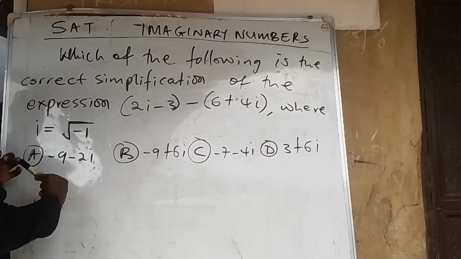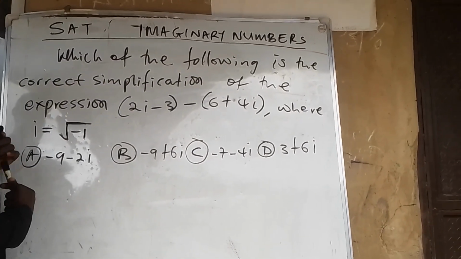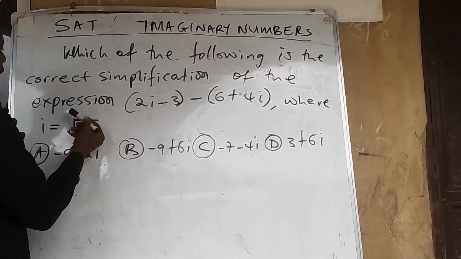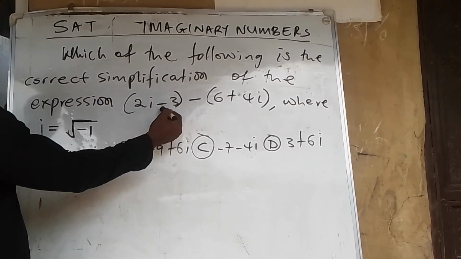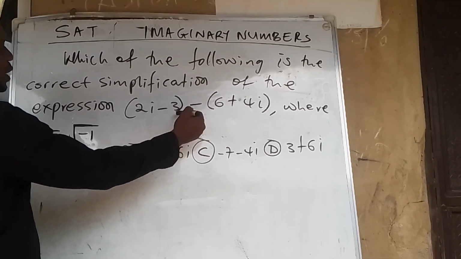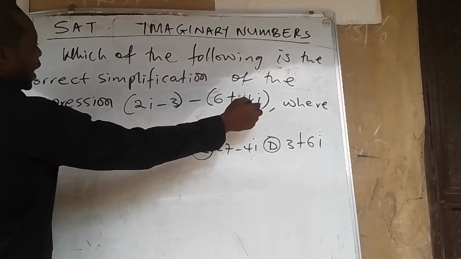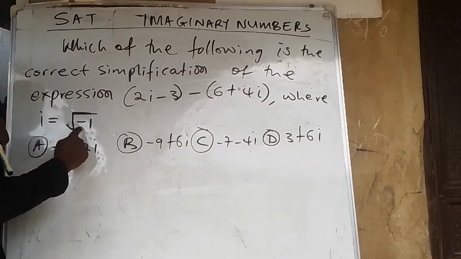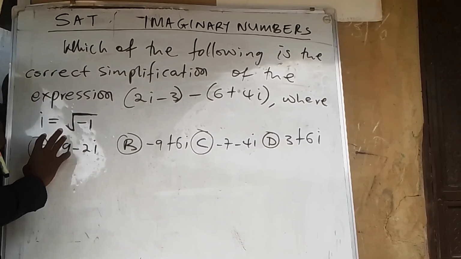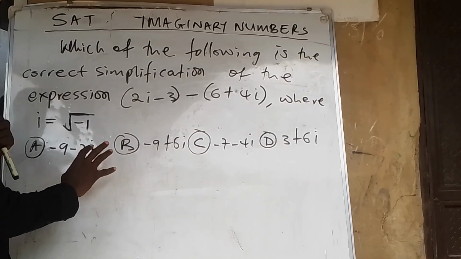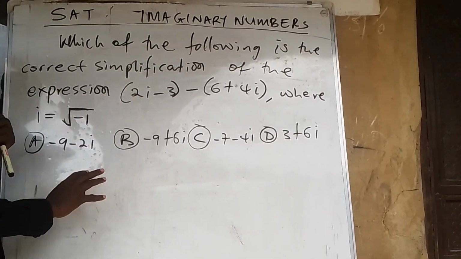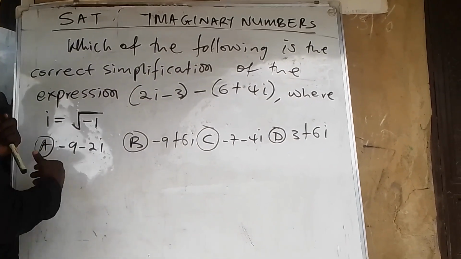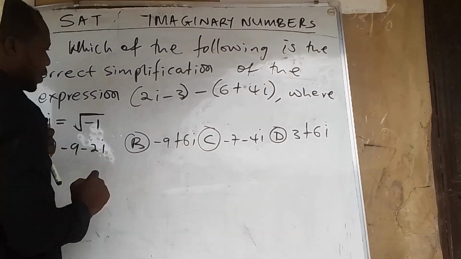Imaginary numbers is what we're going to look at today. The question is, which of the following is the correct simplification of the expression (2i minus 3) minus (6 plus 4i), where i is equal to the square root of minus 1. Now, this kind of question usually pops up most of the time in SAT. It is under the topic imaginary numbers.